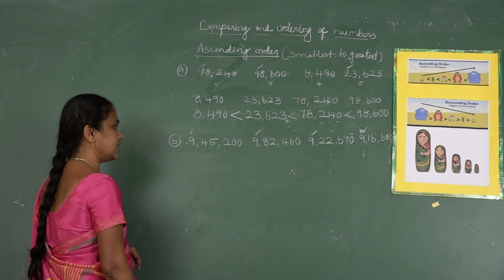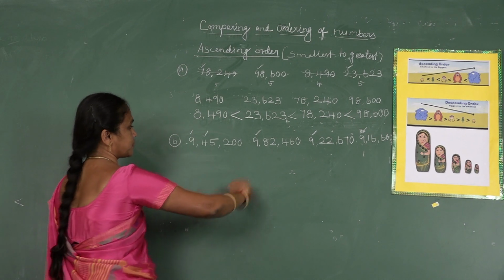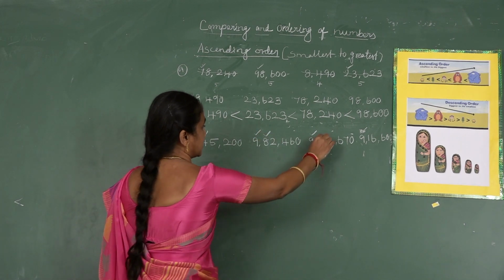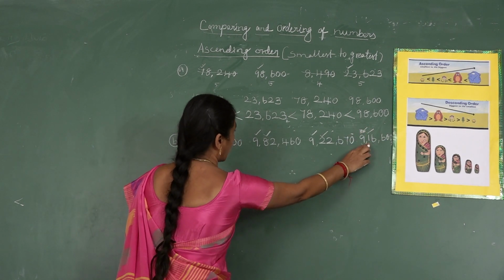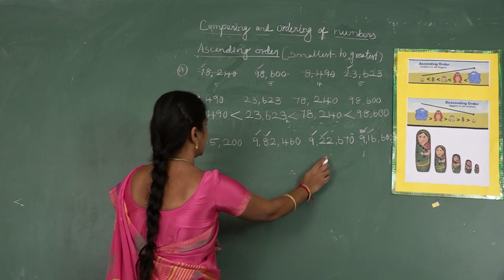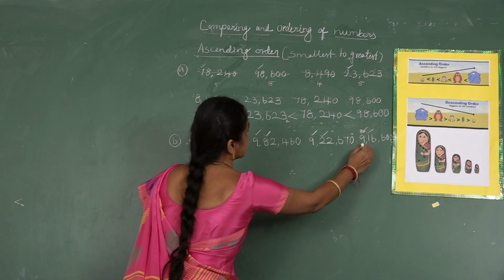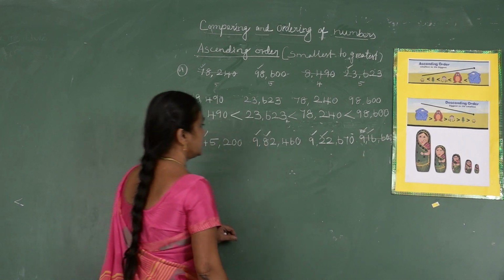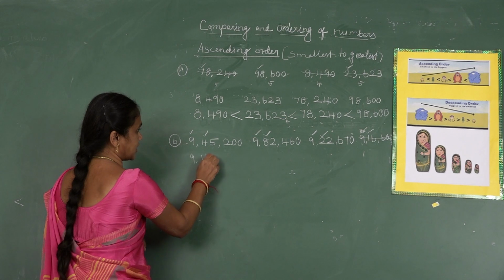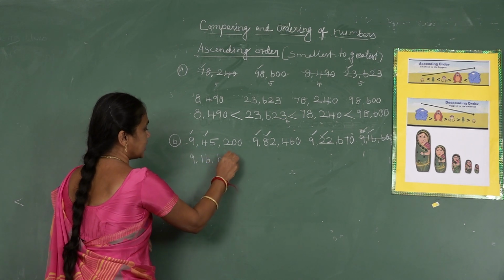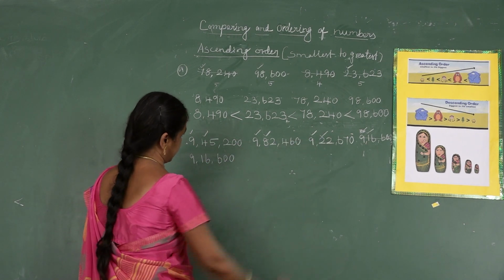So we compare the 10,000 digit. In 10,000 place, here 4, here 8, here 2, here 1. The 1 is smaller than 2, 4 and 8. So this is the smallest number. We write 9 lakhs 16,600 at the beginning. Now we have three numbers.